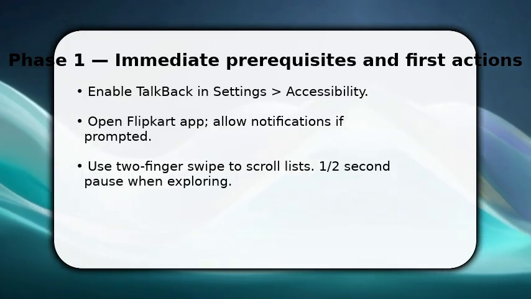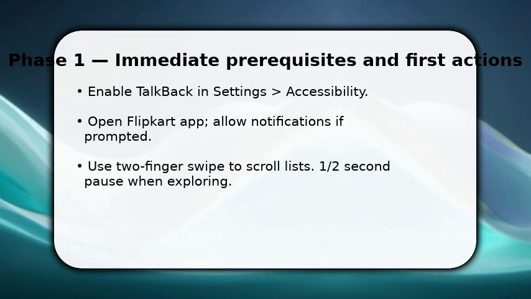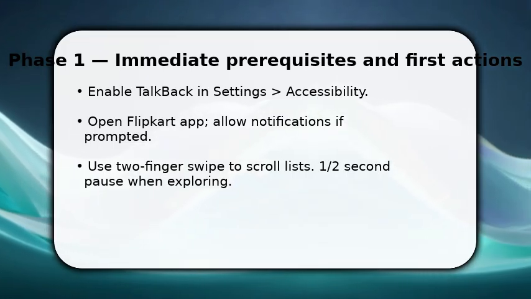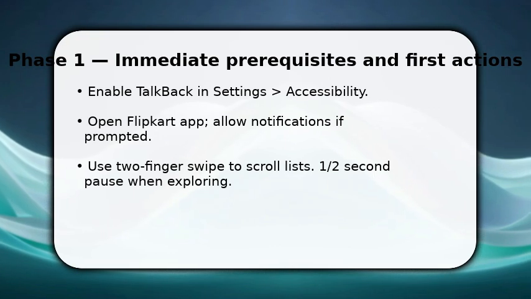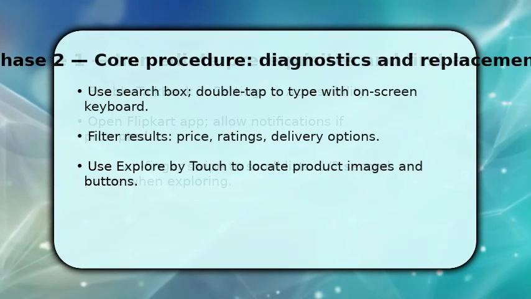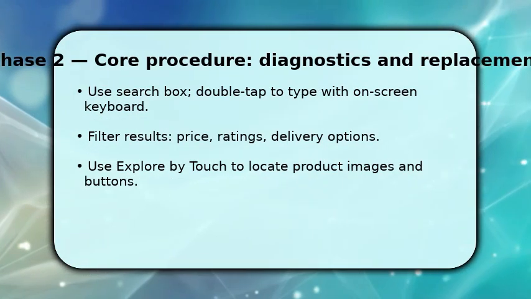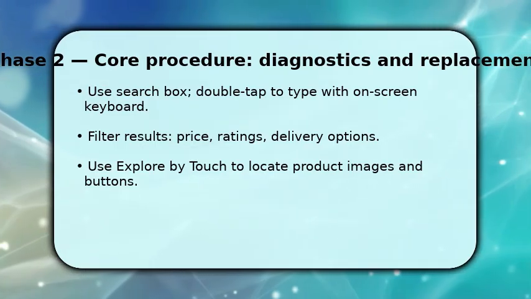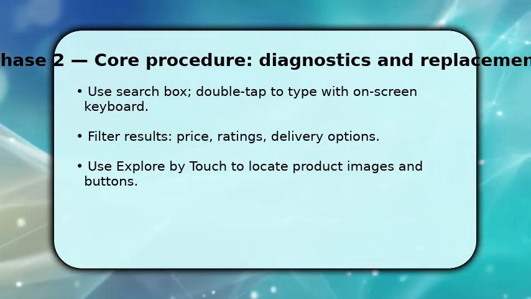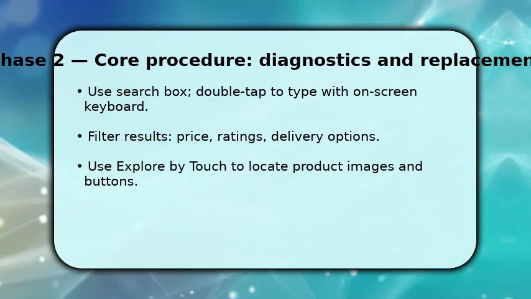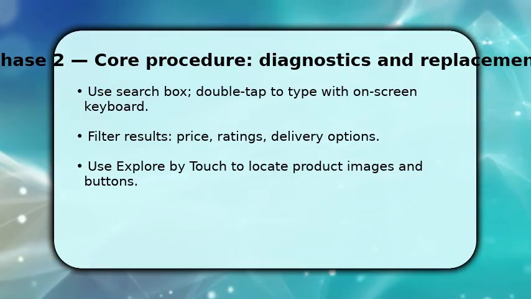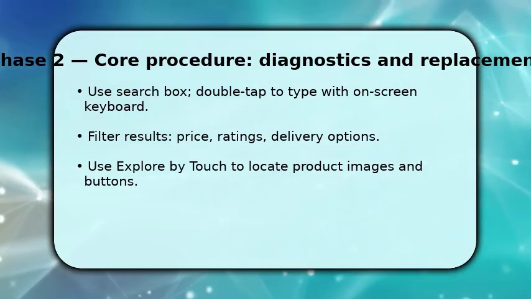Practice a two-finger swipe to scroll product lists smoothly, and pause briefly after gestures so Talkback can finish speaking before you interact again. You'll use the search box next. Double tap to activate text entry, then type and press the search key. Once results appear, move to filters. Talkback reads options, so navigate to price, ratings, and delivery and double tap to apply.